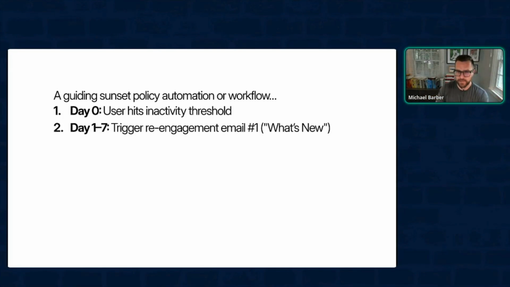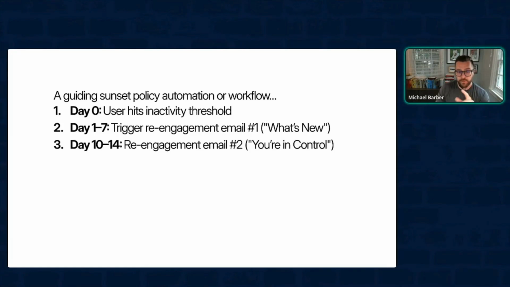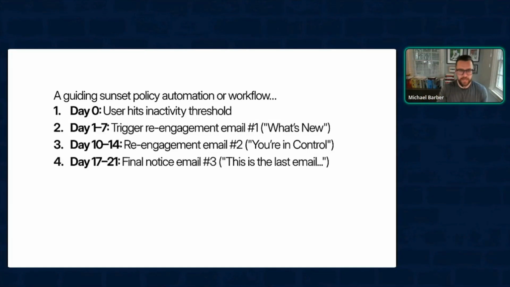Day 1 to 7, we're going to trigger re-engagement email number 1. In this case, we're using the What's New template that we talked about a few minutes ago. Day 10 through 14, if we get no activity or engagement on that email, then we trigger re-engagement email number 2. You're in Control template here. If we see no activity from that, then through day 17 to 21 we send that final notice email, or this is the last email campaign.